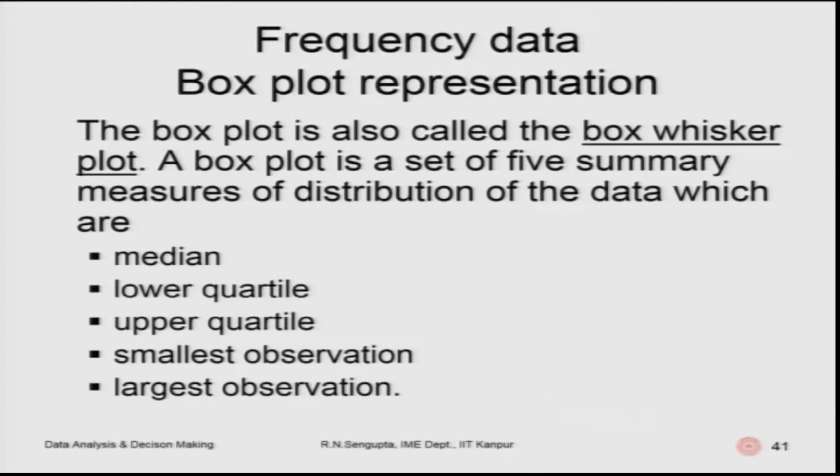The next frequency data representation is the box plot representation. The box plot is also called the box and whiskers plot. A box plot is a set of 5 summary measures of the distribution of the data, which we will be studying later on: the median, the lower quartile, the upper quartile, the smallest observation, and the largest observation.